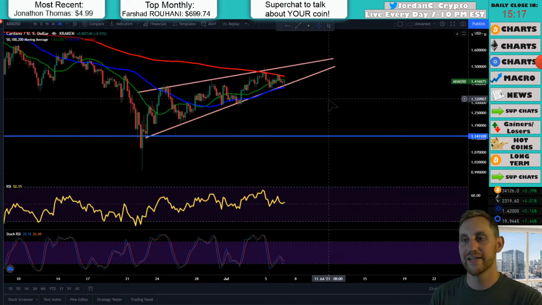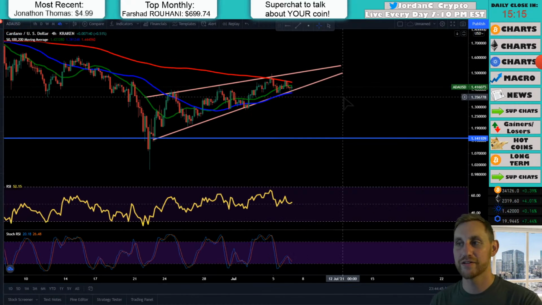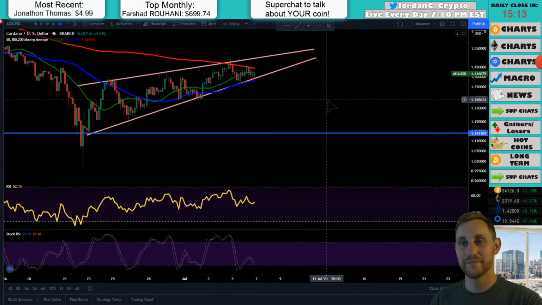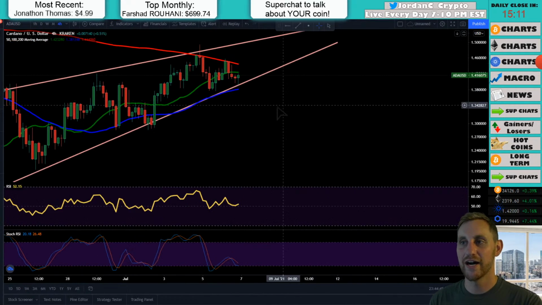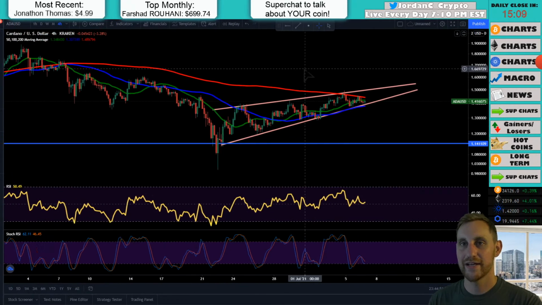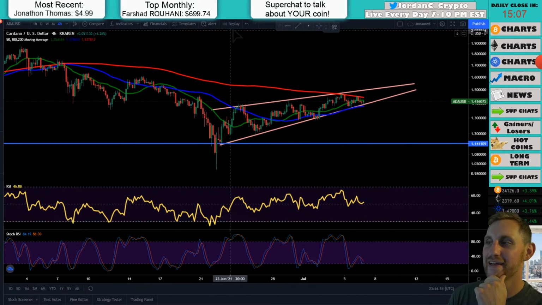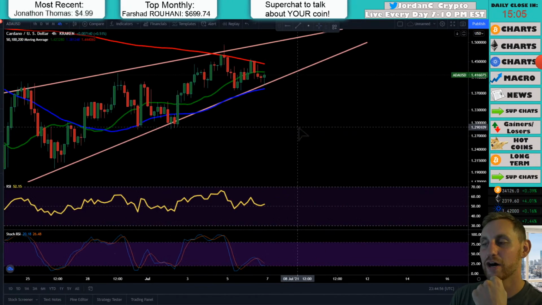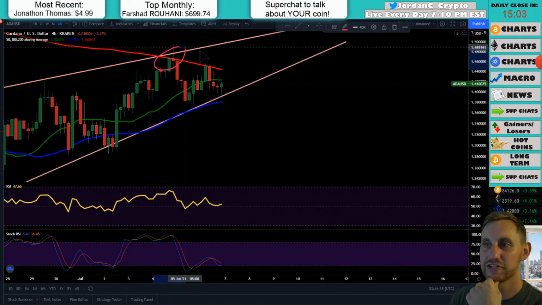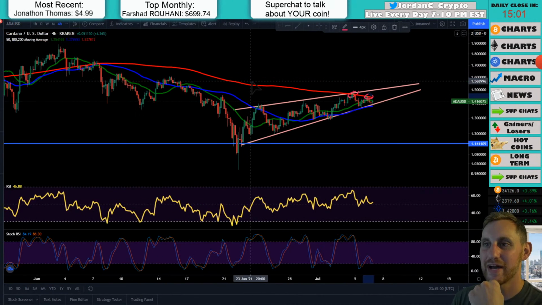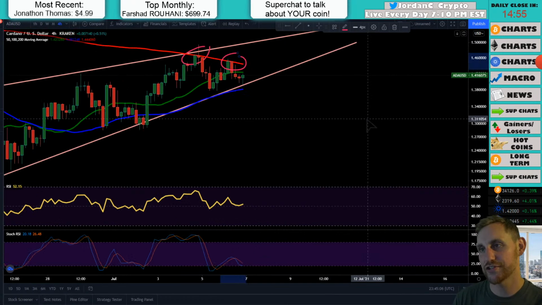Cardano is still in that rising wedge. It's almost the exact same thing as Ethereum, just like we said yesterday. Man, it's that 200-hour EMA that's been a pain in the butt. We looked at it this morning, but rejected. We just can't get it back above that 200 simple moving average. It's just ridiculous.